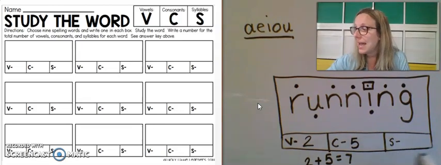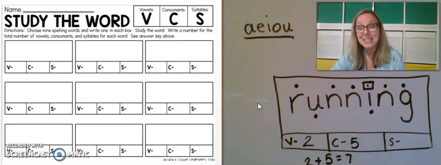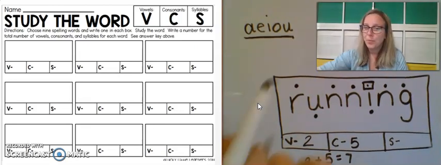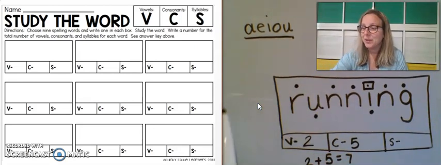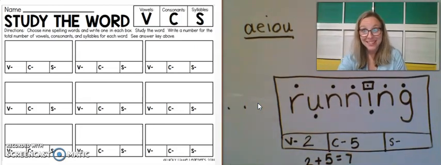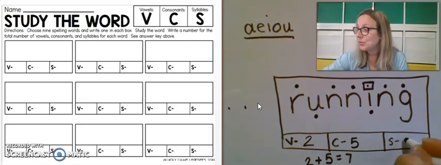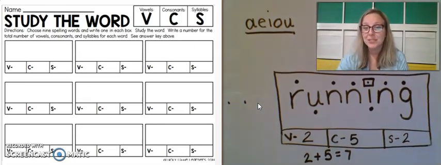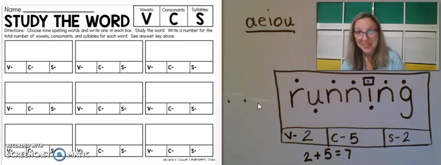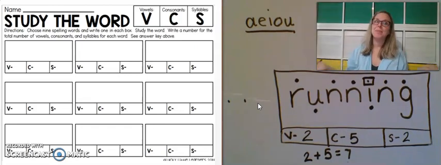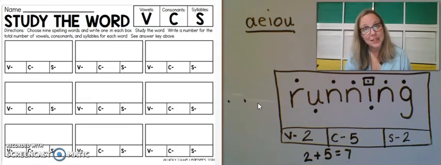Now the last step is to figure out how many syllables or beats the word has. So when I say the word running, I hear run-ning. I hear 2 beats, okay? So for number of syllables, I'll put 2. There are 2 syllables in the word running. Okay? So now I'm done with my first word in my word study.